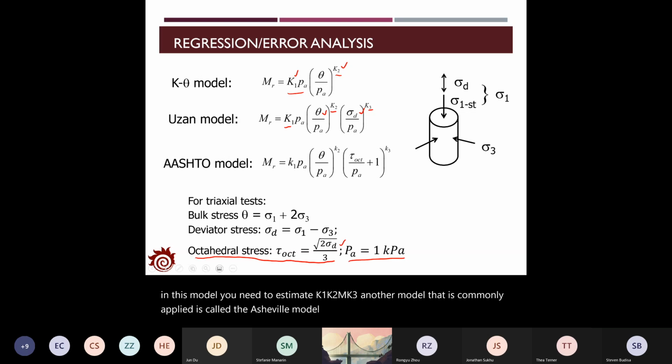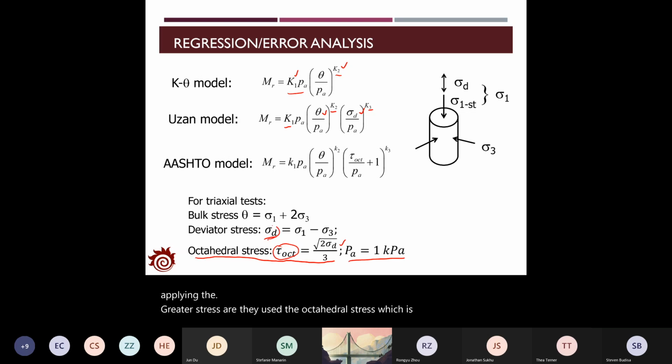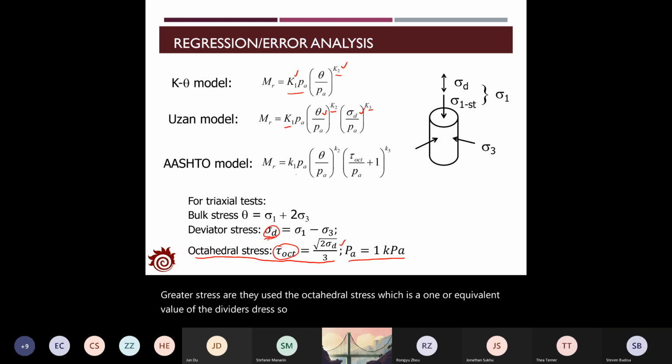So in the regression model, instead of applying the deviator stress, they use the octahedral stress, which is one equivalent value of the deviator stress. So they have the value of K1 times PA times theta divided by PA to the power of K2 times tau octahedral divided by PA plus 1 to the power of K3. In this model, similar to the previous one, you need to estimate the coefficients K1, K2, and K3.